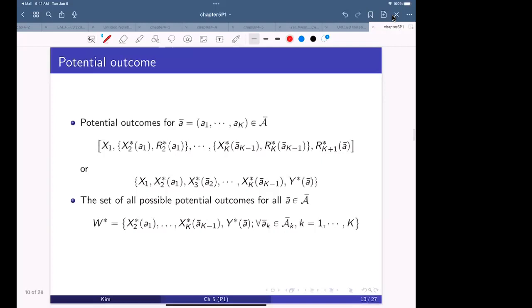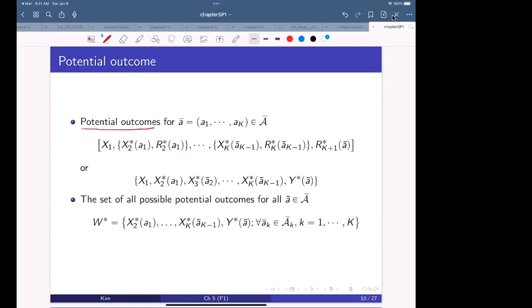Now, the concept of potential outcome. There are a lot of new concepts, so it may take some time to get familiar with this new notation and concept. But once you are familiar with it, the principle itself is not totally different from the single-stage DTR. So the potential outcome is, X1 is not really potential, right?